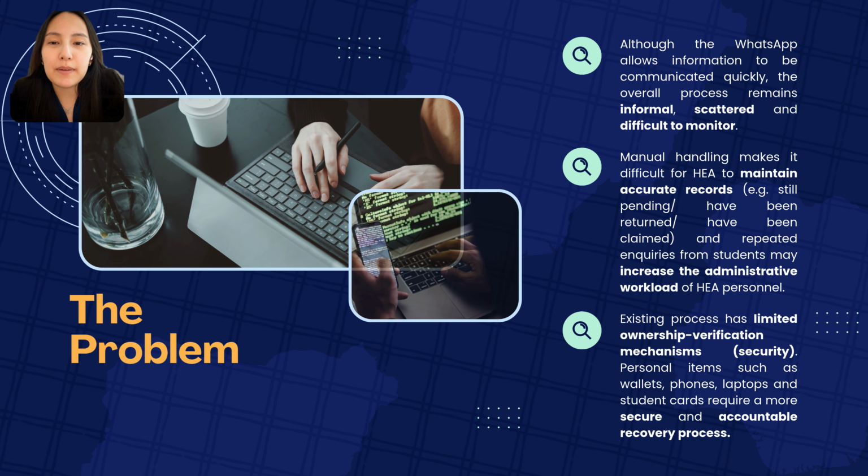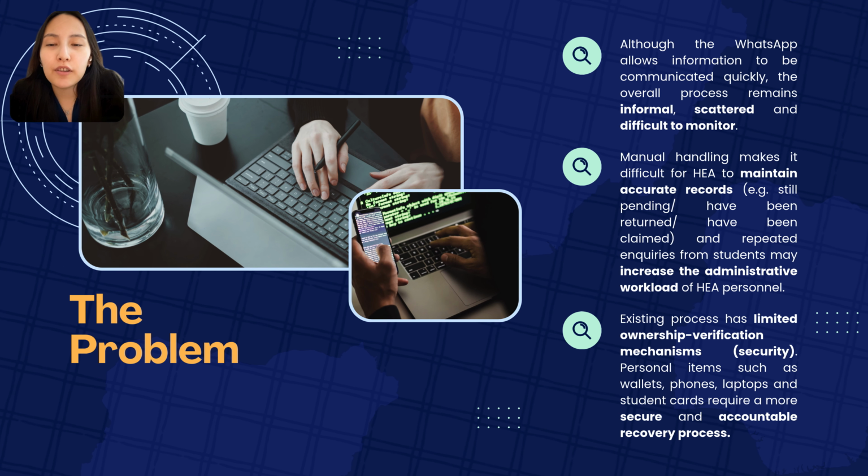Although WhatsApp allows information to be shared quickly, the overall lost and found process remains informal, scattered, and difficult to monitor. The first issue is misinformation. Students may not see the announcement at the right time, or they may need to scroll through many old messages to check whether the item has been found. This makes the recovery process slower and less convenient.